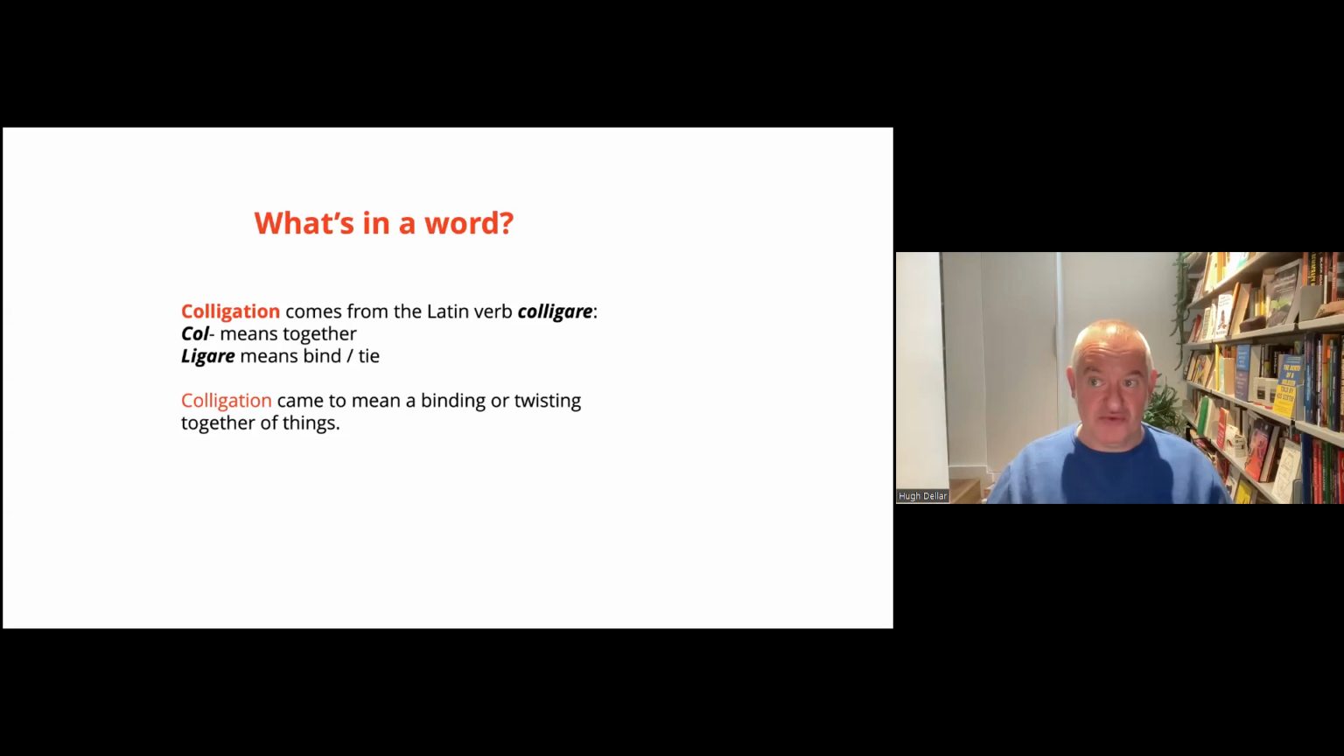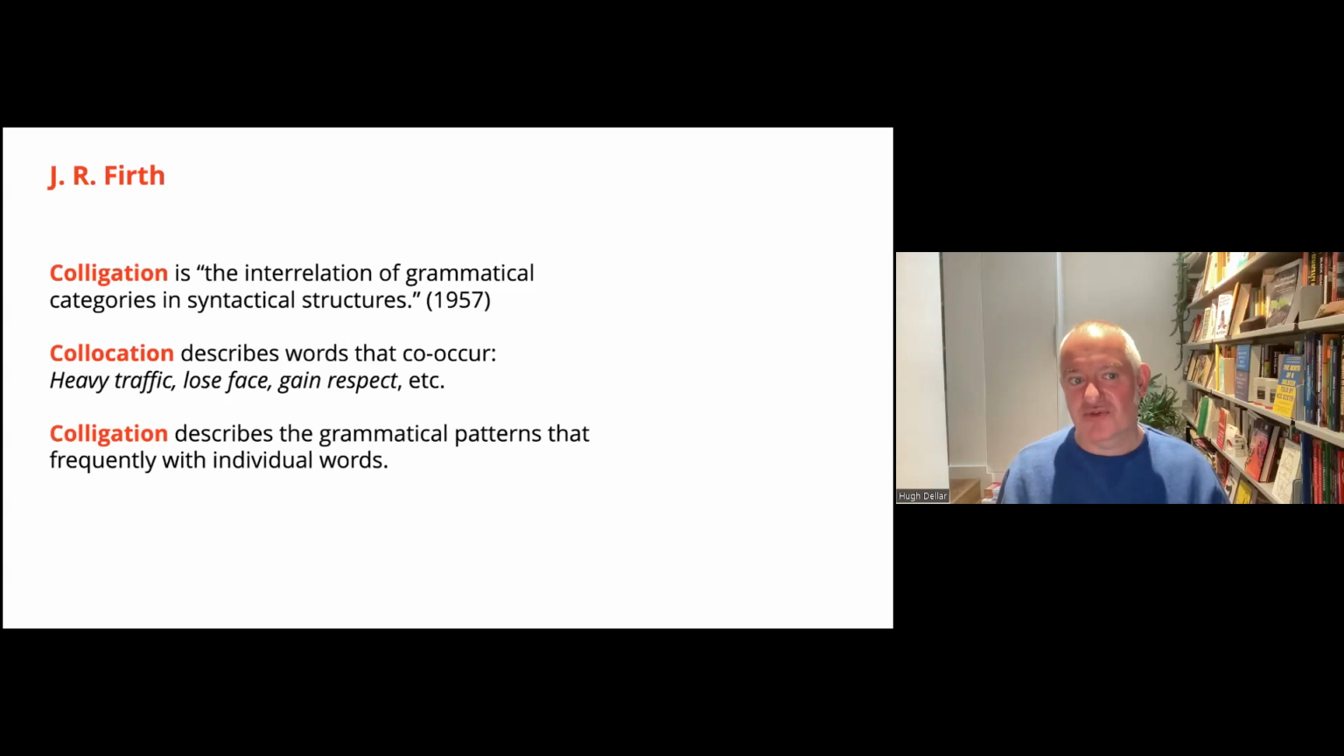Obviously, that doesn't have much to do with English language teaching, but the concept came into English language teaching through one of the great, kind of almost forgotten now, English linguists of the 20th century, a guy called J.R. Firth. And he first mentioned it in this book he wrote in 1957, where he said, colligation is the interrelation of grammatical categories in syntactical structures.